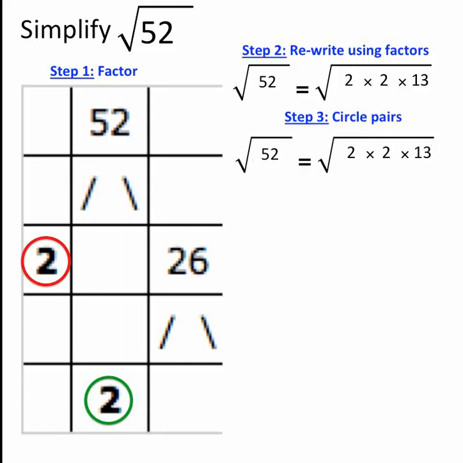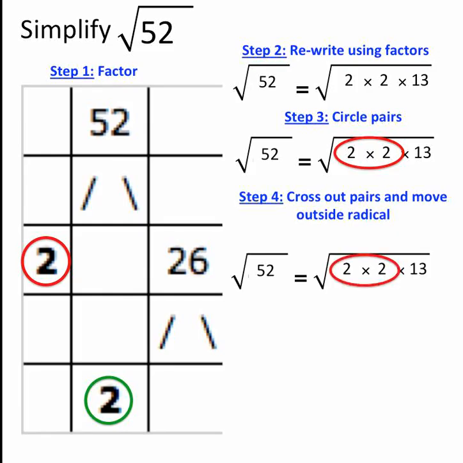My next step is to circle any like pairs I see. And I see that right there is a pair of 2's, so I'm going to circle them. My next step is to cross out the pairs and move them outside the radical. So there's my expression. I'm going to cross out the 2's, and I'm going to move that outside the radical.